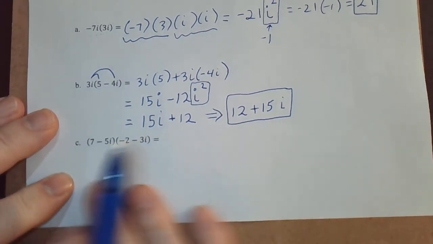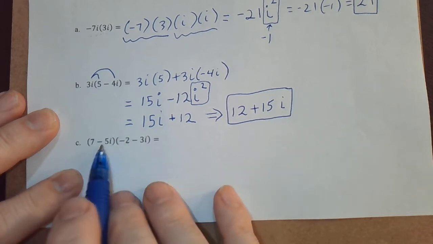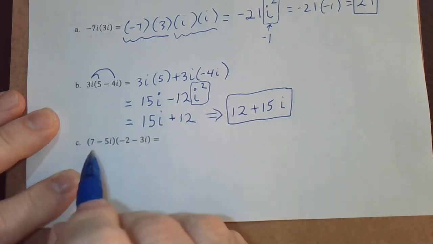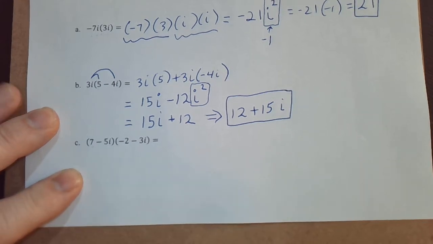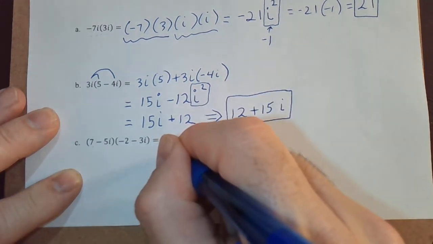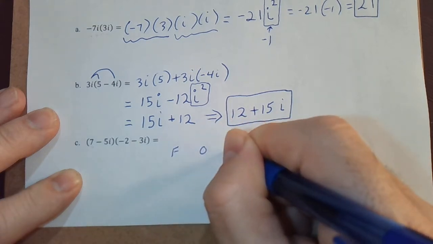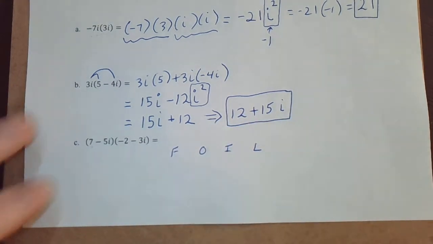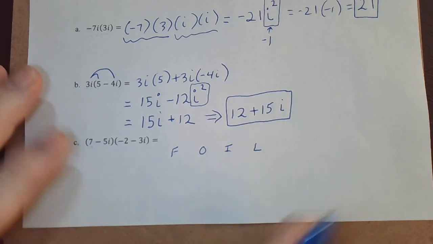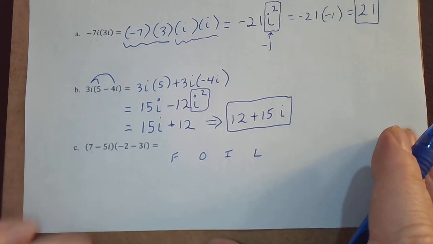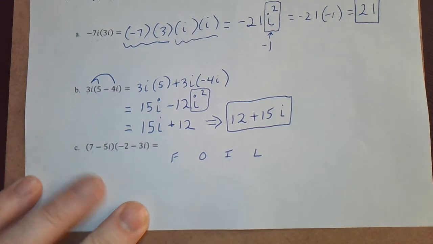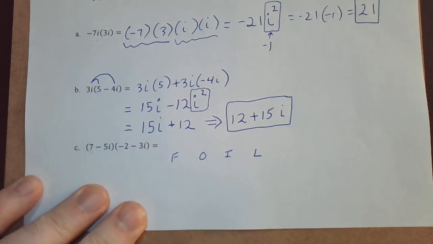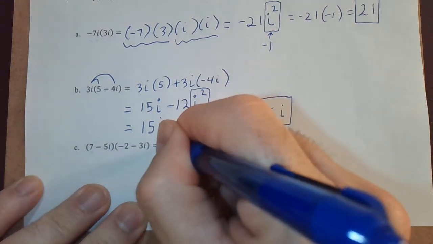All right, well, the last one we're going to do in this video is now we're going to do a FOIL. We've got 7 minus 5i times negative 2 minus 3i. So we're going to do FOIL. I'm going to write it all out too. F, O, I, and L. Because sometimes it's easy to make mistakes when you do it in your head until you get used to these complex numbers. So the F is going to be what? What is the F in FOIL? It's first times first. 7 times negative 2 is negative 14.